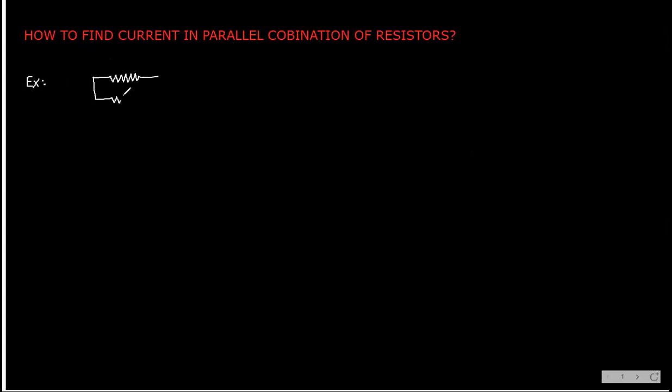This is 1, this is 2, and this is 3. So, concentrate. These are the 3 resistors which are connected in parallel, and now this is the battery which we have connected across it. So this is positive, and this is negative terminal. I'm taking 2 ohm, this is 4 ohm, and this is, let us take 6 ohm.